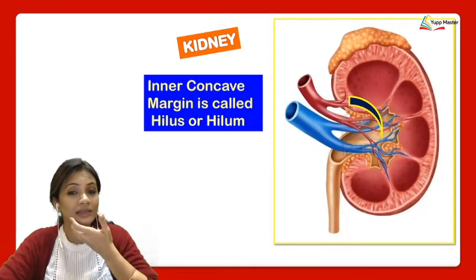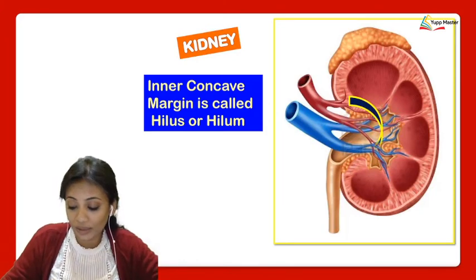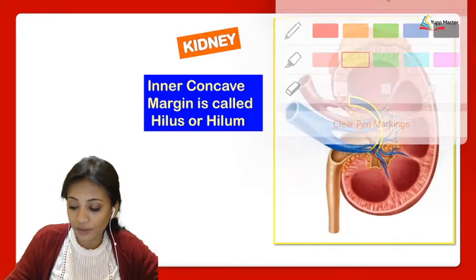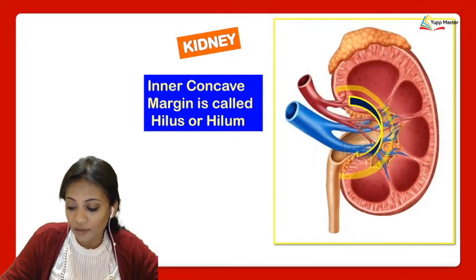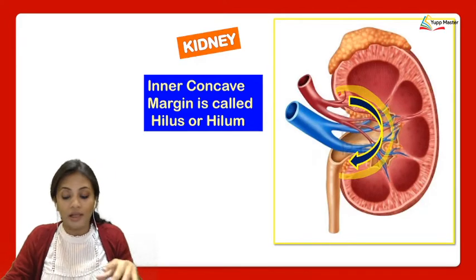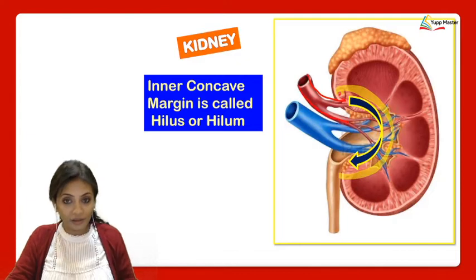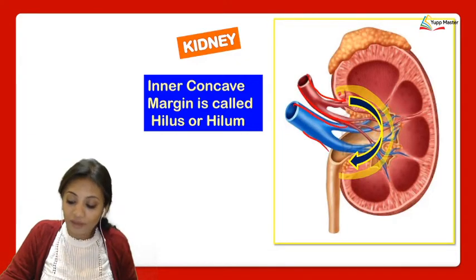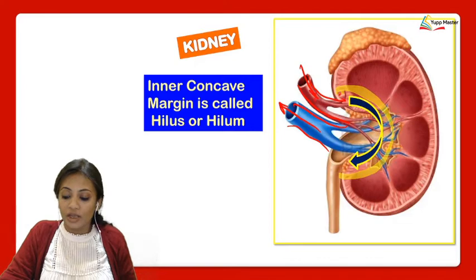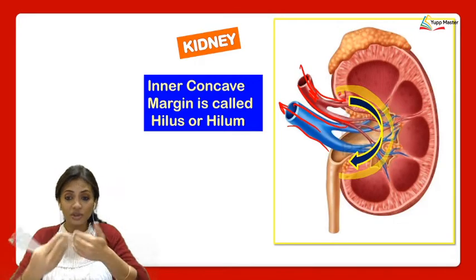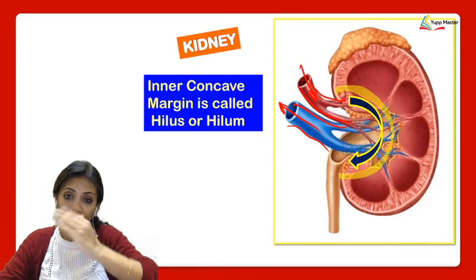Everyone focus here. Kidneys, when you see one kidney, can you see this inner margin over here? Through this margin, you can see these arteries coming in. These are the renal artery coming in. You can also see the renal vein going outwards. So all this communication is happening through this inner concave margin.